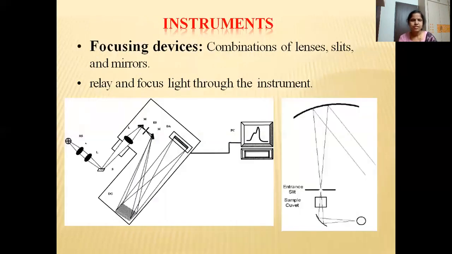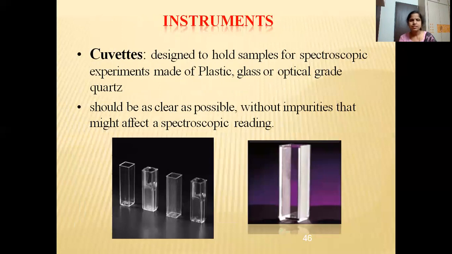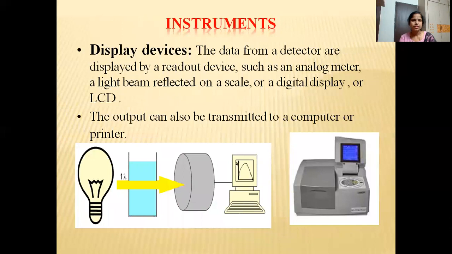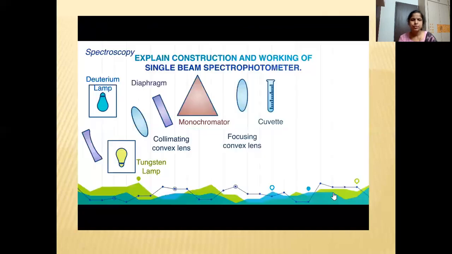Then focusing devices, cuvettes, same thing, detectors, display devices. Display devices, again a digital display or an LCD can be used, a computer or printer. Then we'll see how the single beam spectrophotometer works. As I said, we'll be having a light source, deuterium lamp or tungsten lamp.